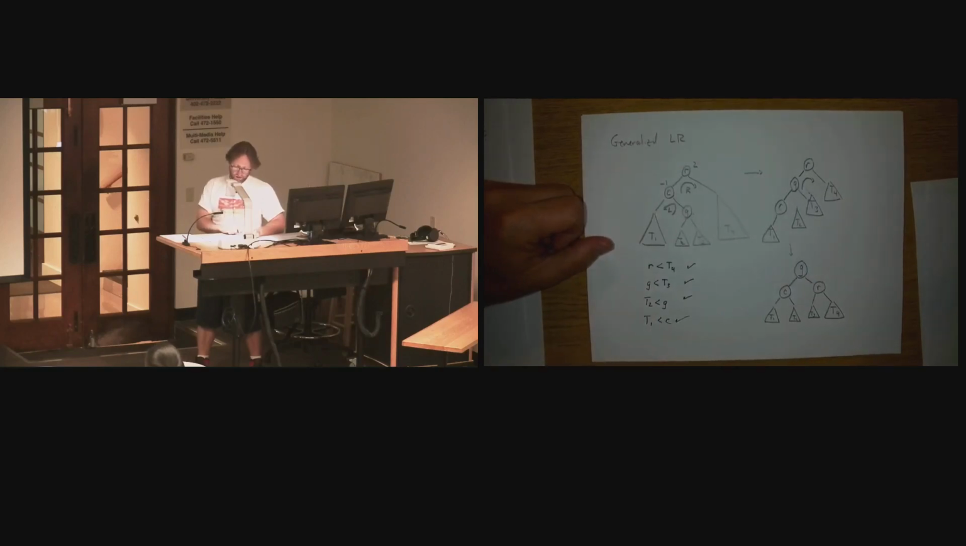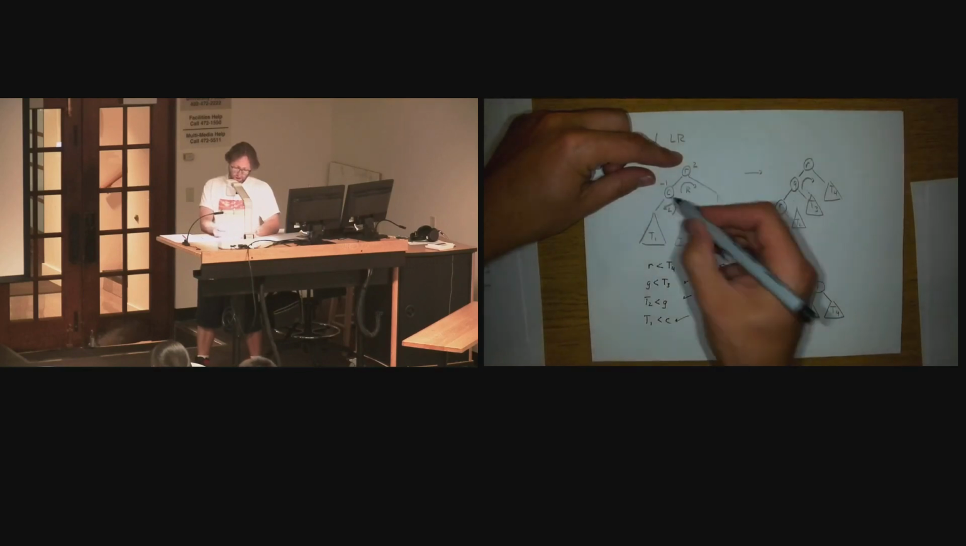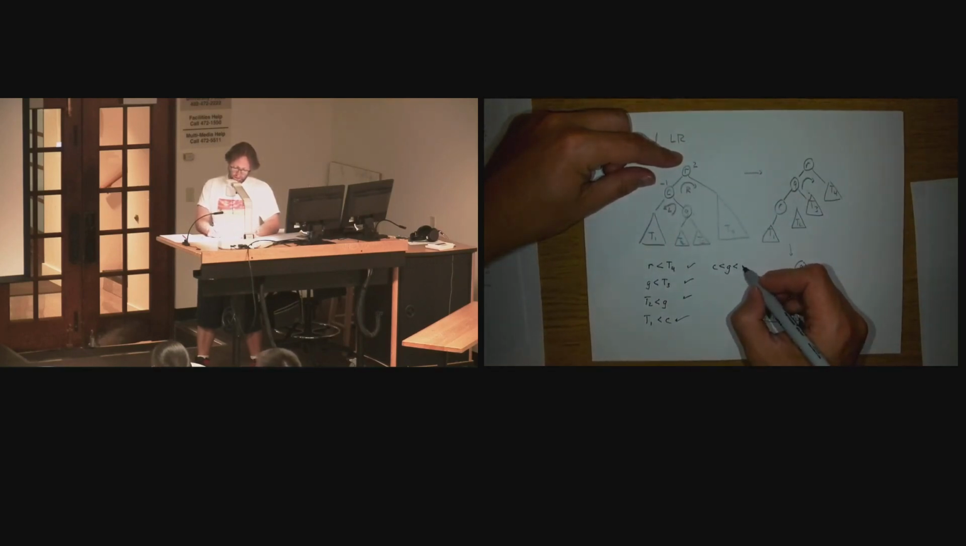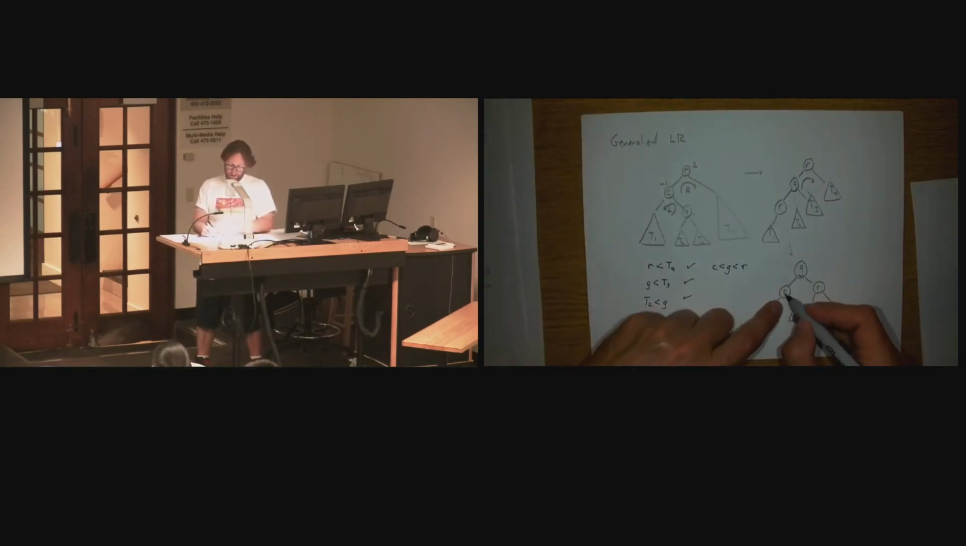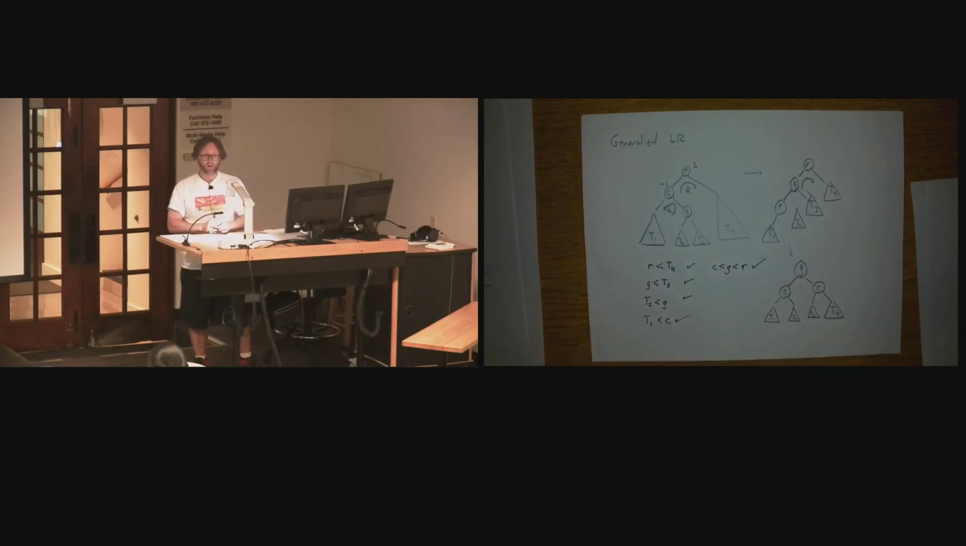What about the relationships between R, C, and G? Originally, what did we have? That G is greater than C, because it's a right child, and they're both less than R. Does that still hold over here? C is less than G, so it's a left child. R is greater than G, so it's a right child, and everything checks out.